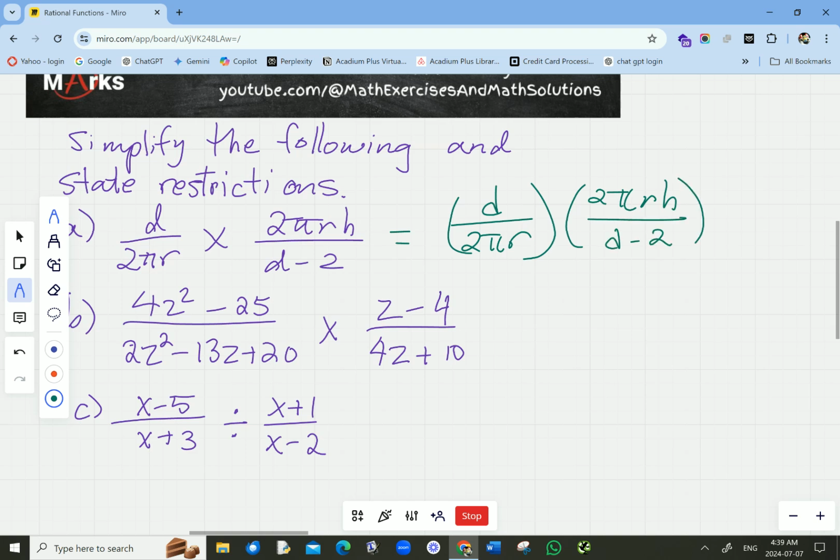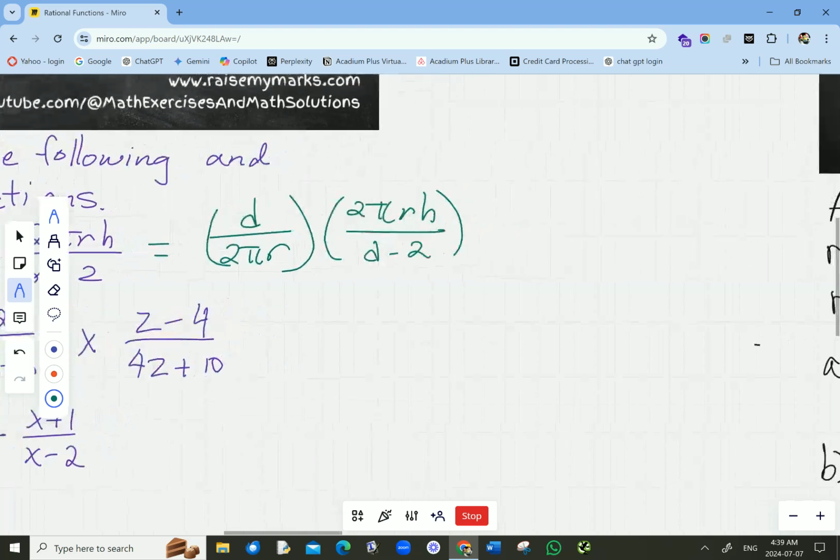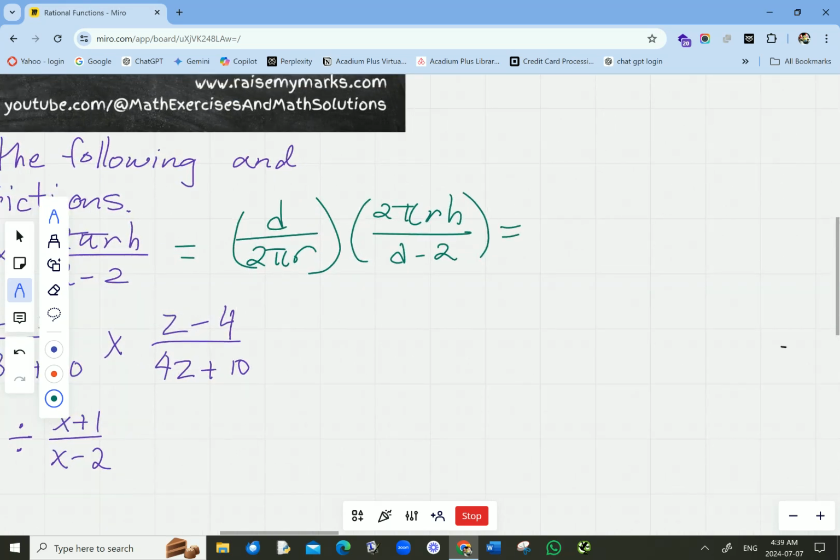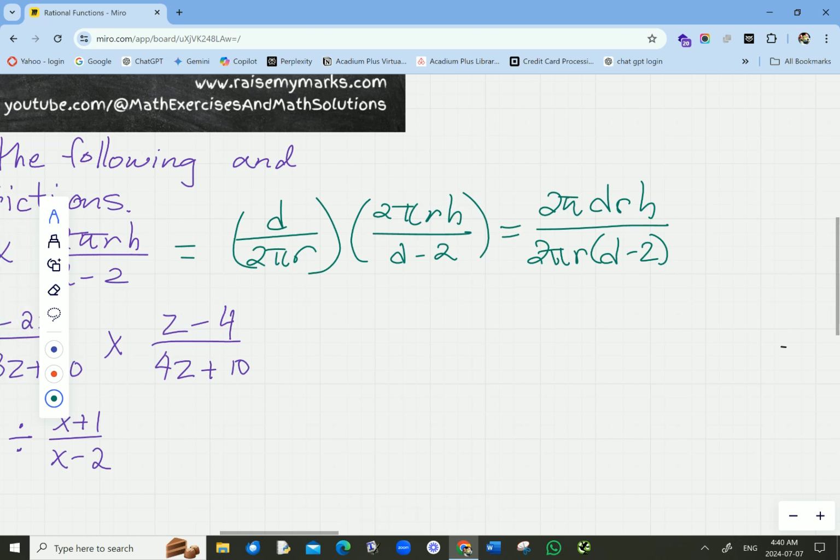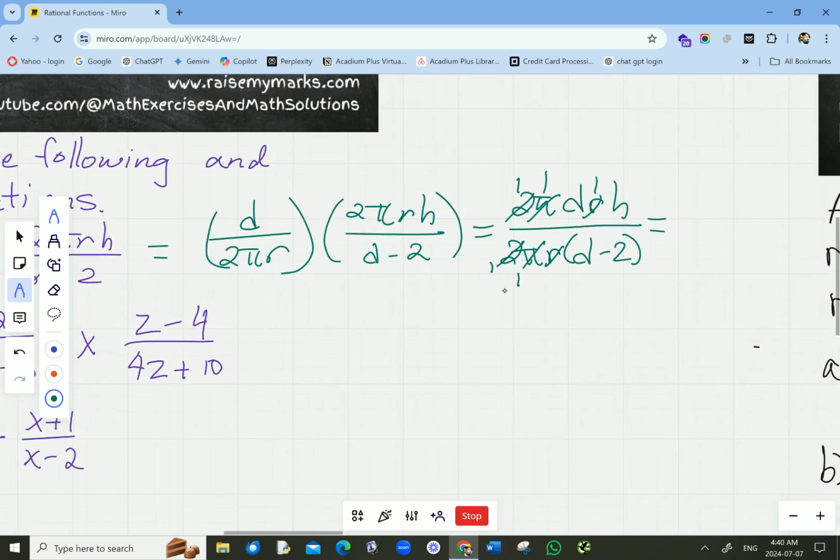So when you multiply fractions, remember what you do? You just multiply the numerators and multiply the denominators. So in the numerator, just multiply everything together. And in the denominator, do the same, multiply everything together. Great. And now we're going to cancel out common factors in the numerator and denominator. So if you notice, there's a 2 that's common, the pi is common, and the r is common. So what are we left with? In the numerator, we're left with dh over, and then in the denominator, d minus 2.